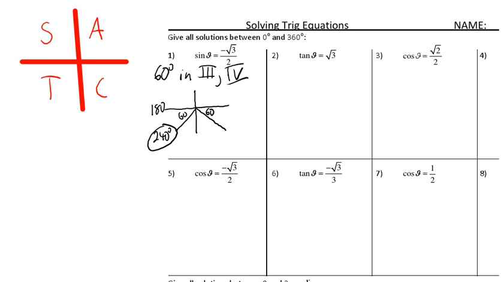300. Yeah. If I was allowed to give a negative answer, I could say negative 60, but the instructions say I'm looking for solutions between 0 and 360. Here's 360. This angle is before I get to 360, so that makes it 300 degrees. So those are my two solutions for theta. Theta could be 240 degrees or 300 degrees.